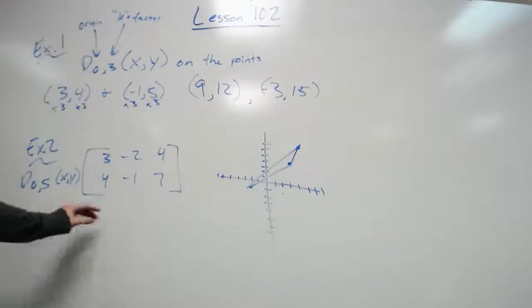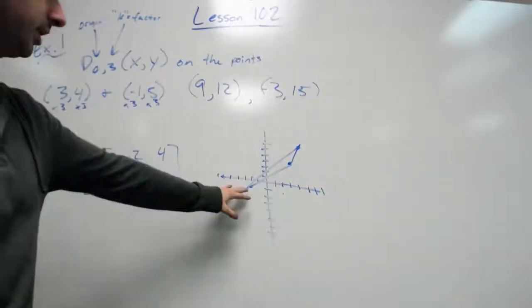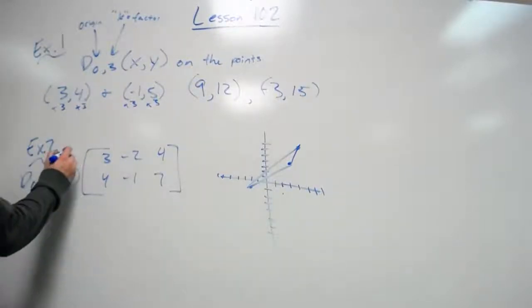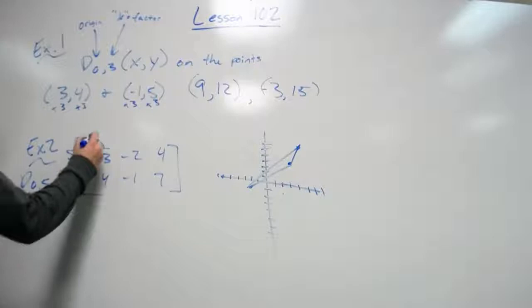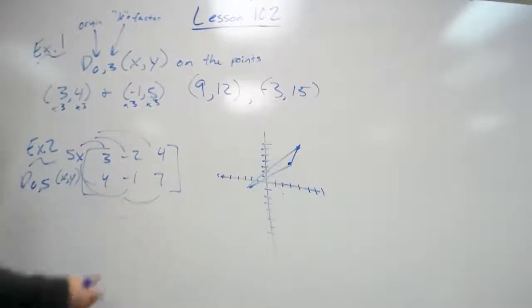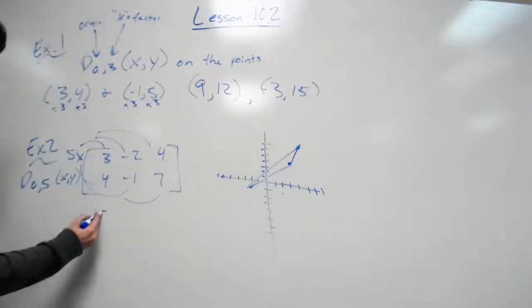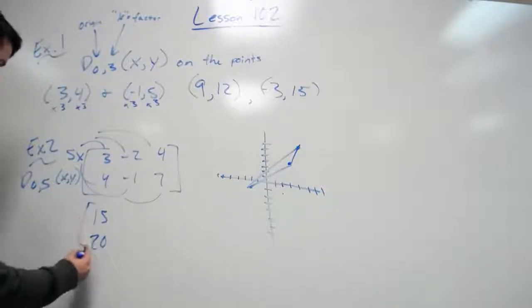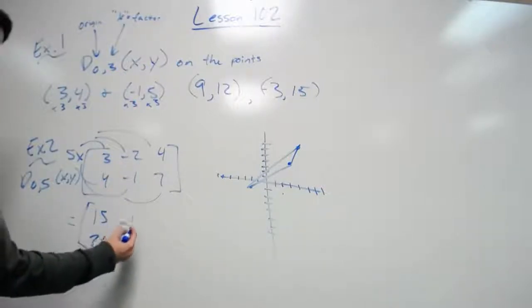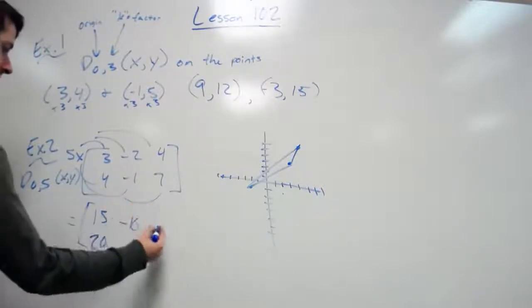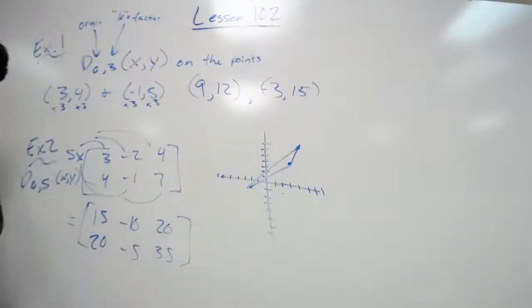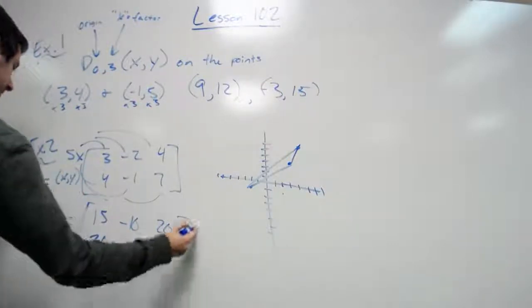Centered at the origin just means we're good. We can just multiply everything by 5. So in its matrix form, you're just doing 5 times all of these numbers. Think of it as distribution or whatever you want to think of it as. So 5 times 3, 15. 5 times 4, 20. 5 times -2 is -10. -5, 20, and 35. After we multiply all these by a factor of 5, this is what we get. So these are our new coordinates.